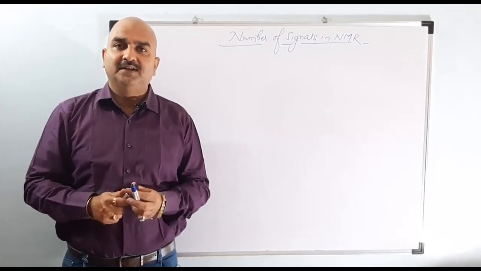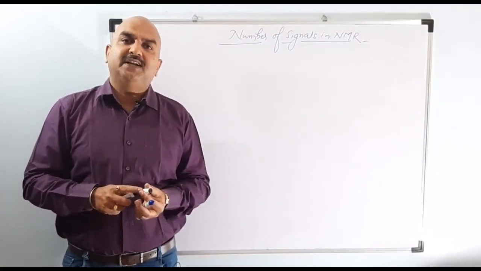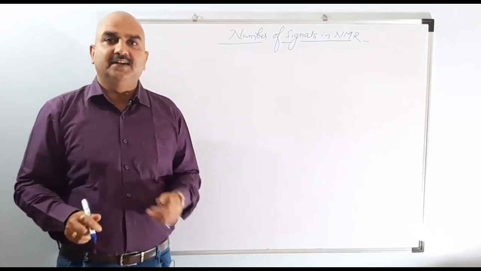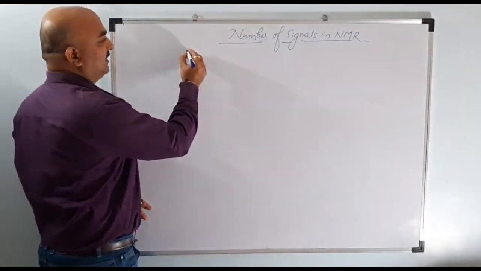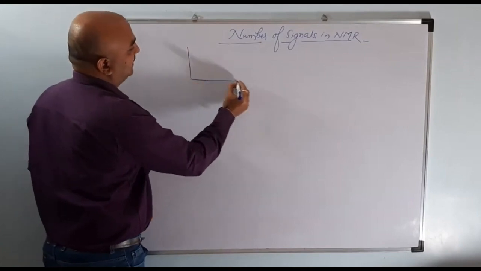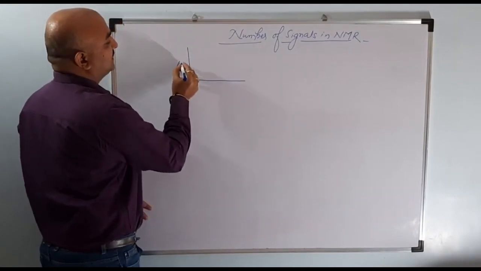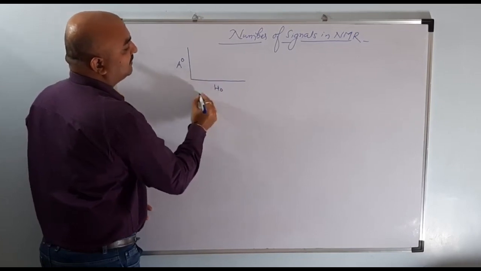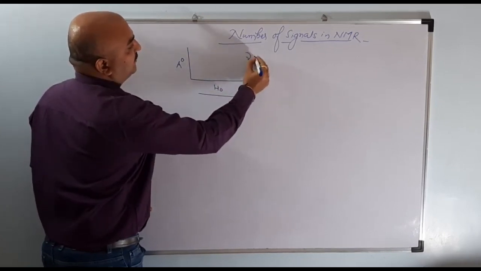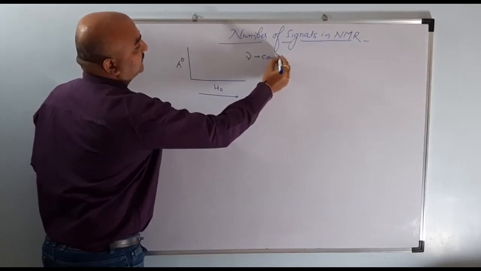Hello. Now we are going to start with the article number of signals in NMR. As we have done in our previous article, NMR spectra is a graph of absorption versus external magnetic field where radio frequency is constant.